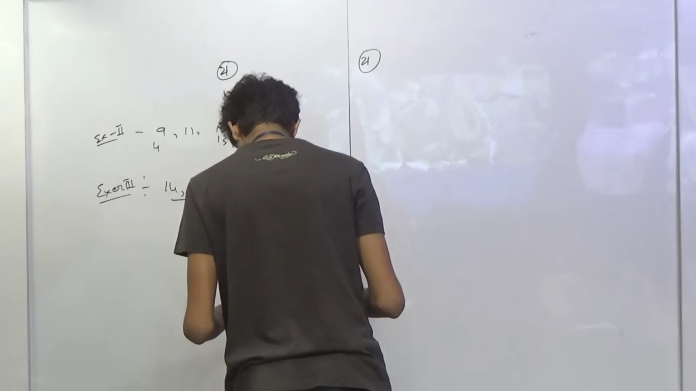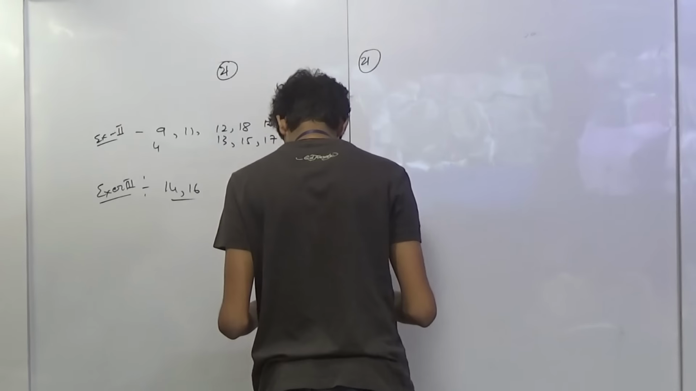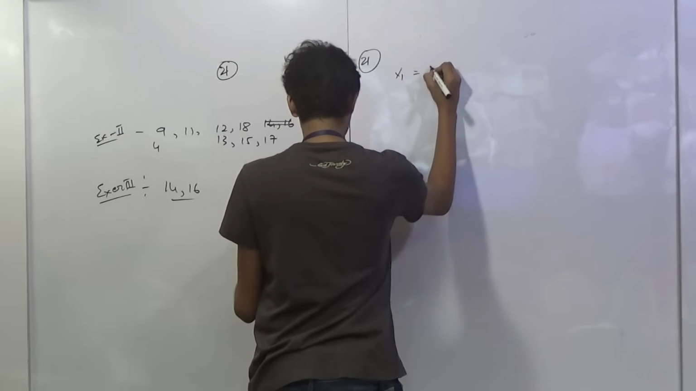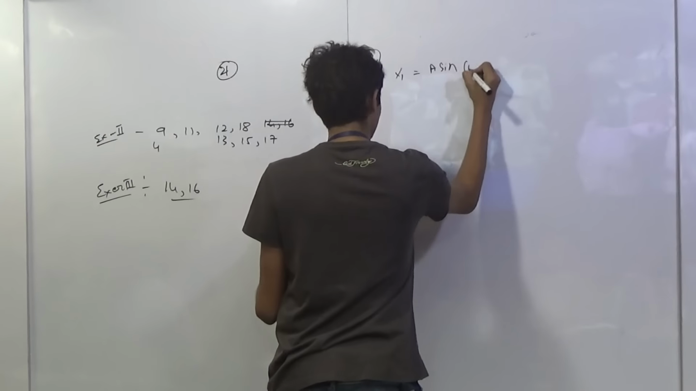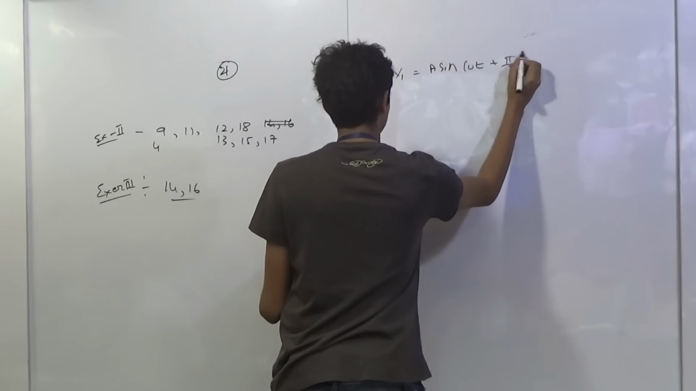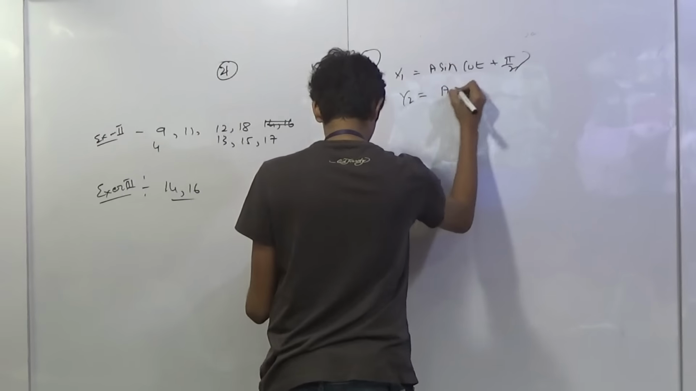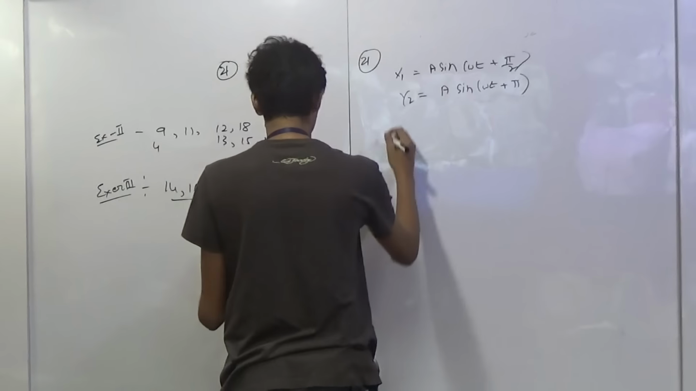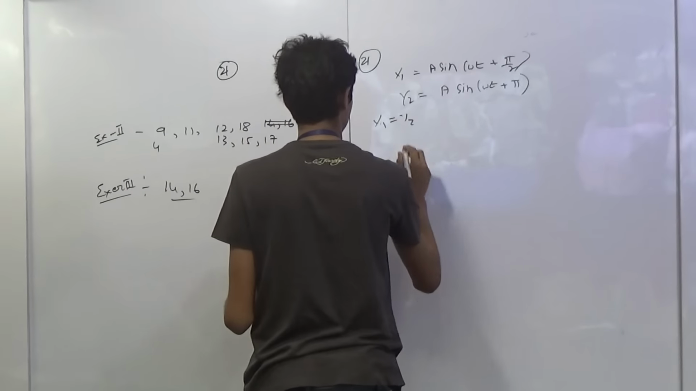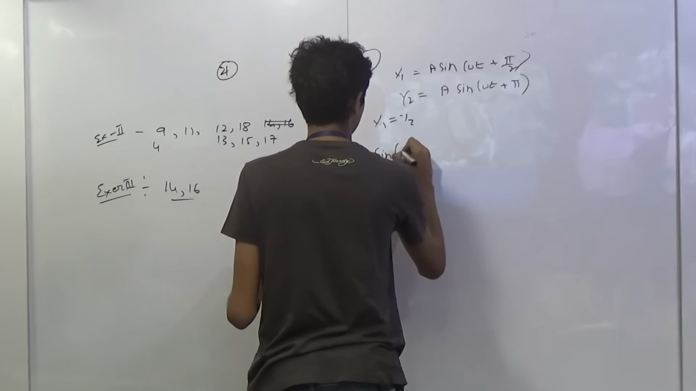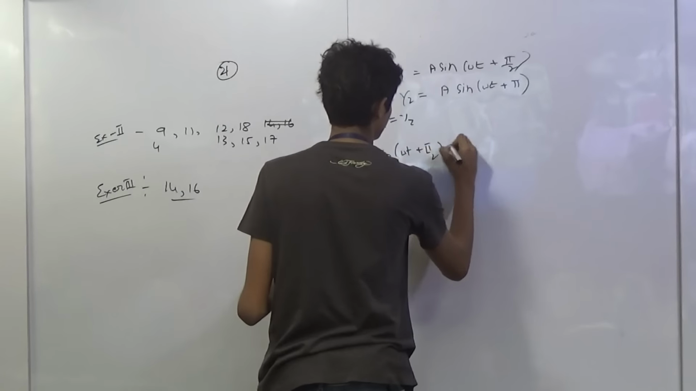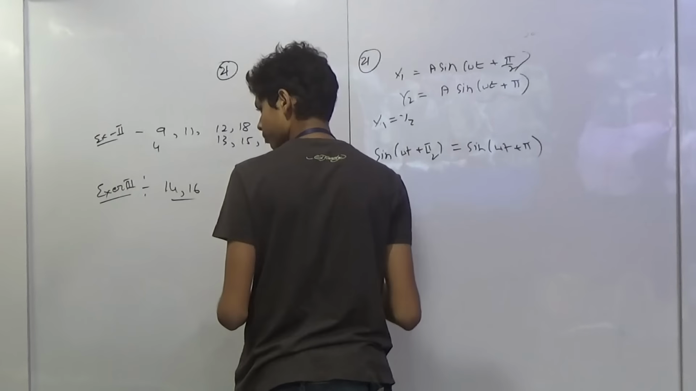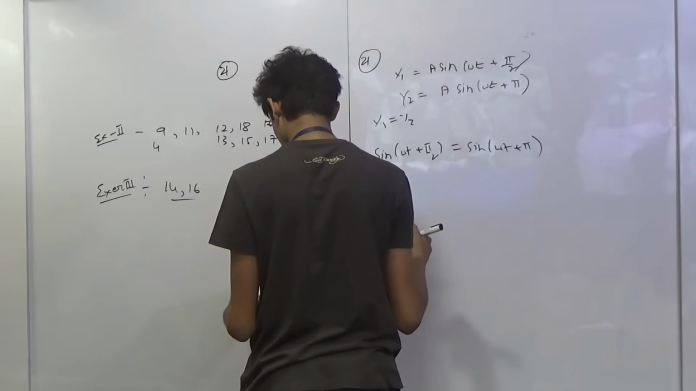You will draw the phasor or you will use trigonometry? Okay. So y1 is a sin omega t plus pi by 2. Y2 is a sin omega t plus pi. So y1 is equal to y2. So sin omega t plus pi by 2 is equal to sin omega t plus pi. How will these two become equal? Don't use time t dash.